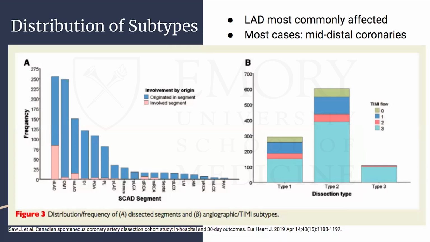In terms of the distribution of subtypes, the most commonly affected coronary is the LAD, making up anywhere from 32 to 46% of cases. Next are the CIRC, RAMUS, and OM, followed by the RCA. Unfortunately, left main SCAD events only make up about 4% of these cases. Mostly the mid and distal coronaries are affected, but less than 10% of cases can also involve the proximal LAD, proximal CIRC, or proximal RCA.